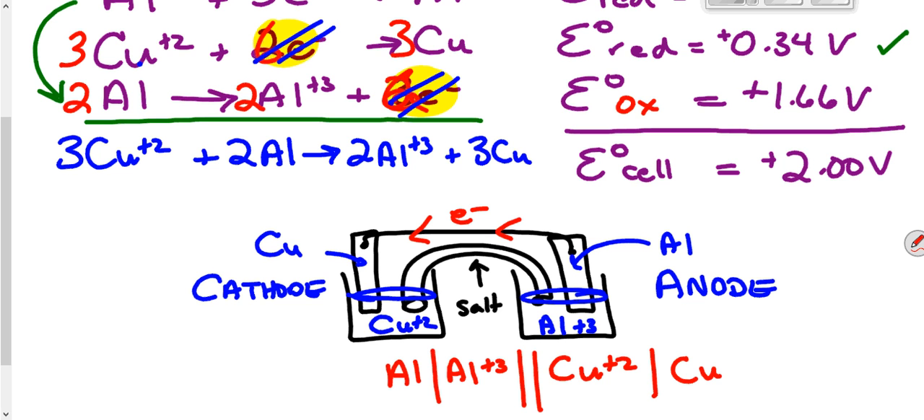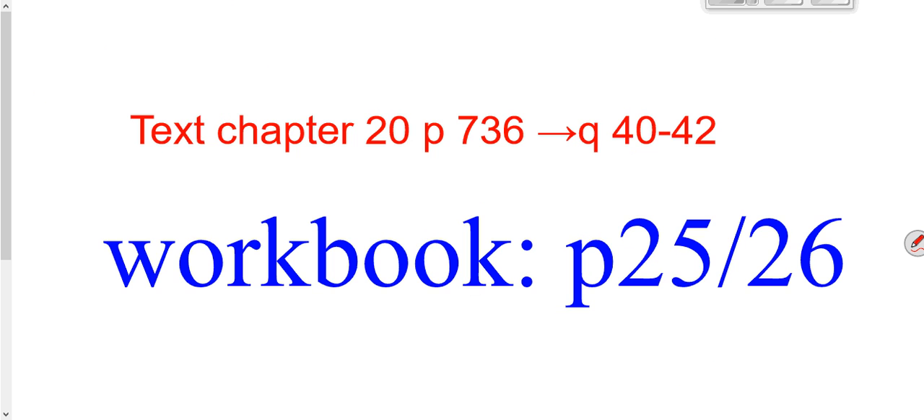So this is absolutely everything that we've learned to do in the second half of the reduction oxidation unit. There are several more questions you can practice in your textbook in Chapter 20, and also the last 2 pages of your workbook have more practice questions with reduction and oxidation potentials and calculating cell potentials and drawing cell diagrams.